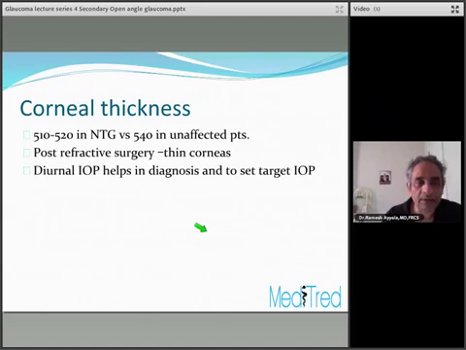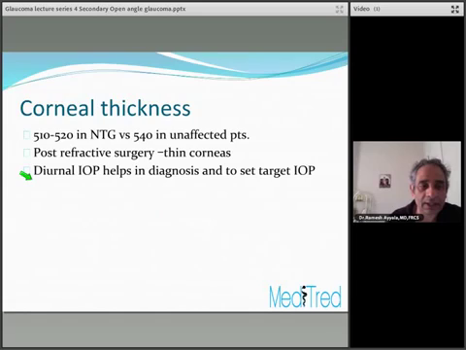Now, these patients also have corneal thickness that is a little below the average, 510 to 520 microns in normal tension glaucoma versus 540 in unaffected patients. Also, remember some patients who are post-refractive surgery will have thin corneas and they can present as normal tension glaucoma, because of the thin cornea measurement issues that we discussed before, whereas in fact they probably have primary open-angle glaucoma.